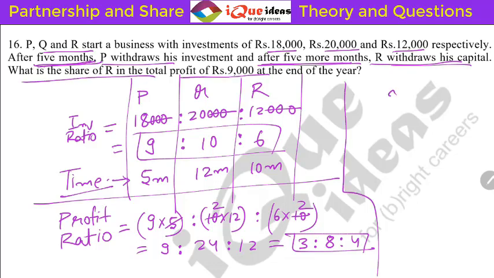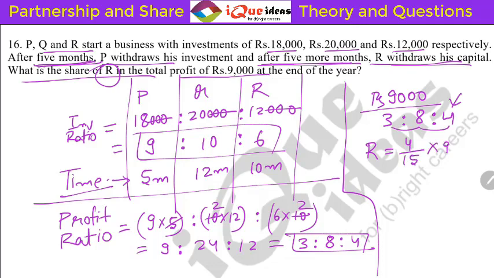So basically 9,000 will be divided in the ratio of 3 is to 8 is to 4. Alright, and we have to find the share of R. R is the third one. So R's share will be 4 divided by 3 plus 8 plus 4, that is 15. So 4 by 15 into 9,000.